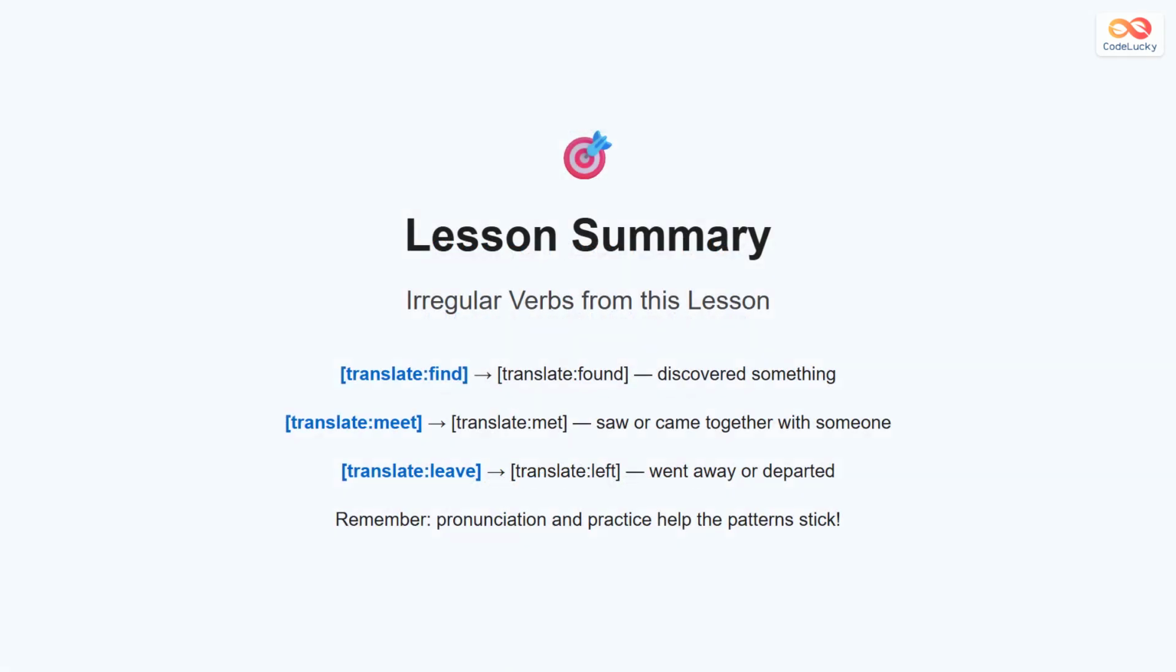Let us review what you learned. Find changes to found and means discovered something. Meet changes to met and means came together with someone. Leave changes to left and means went away or departed. Remember, irregular verbs do not follow typical spelling rules. The best way to remember them is by listening and practicing regularly until the patterns feel natural.